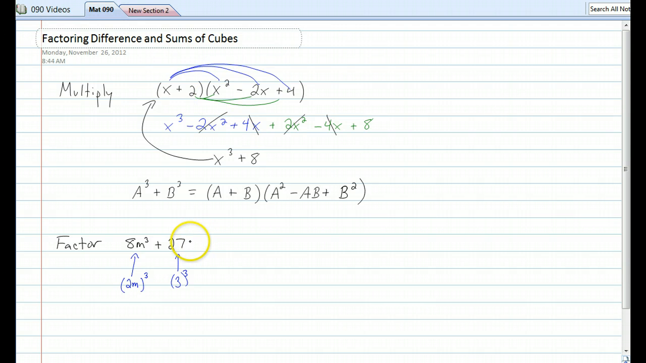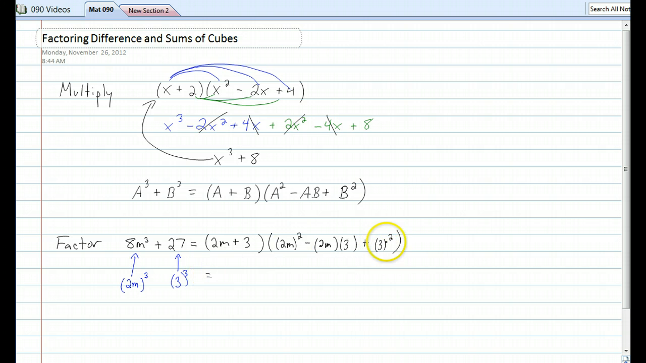Now how can we actually do the factoring? Well, all we have to do is follow the formula. We want to write down a plus b. So what was a? A was 2m plus b was 3. Okay? Well, now we want a squared, 2m squared, minus a times b. I'll just write it out as 2m times 3 plus b squared. B squared obviously is 9, but I'll just write it as 3 squared.